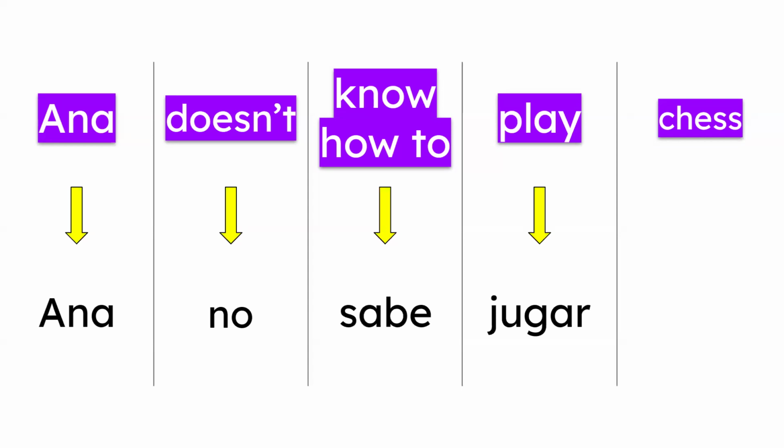Ana no sabe jugar. And chess goes ajedrez. A, J, remember the pronunciation for J, ajedrez. Jugar ajedrez. Ana no sabe jugar ajedrez. Come on, say it. Very good. Next sentence.